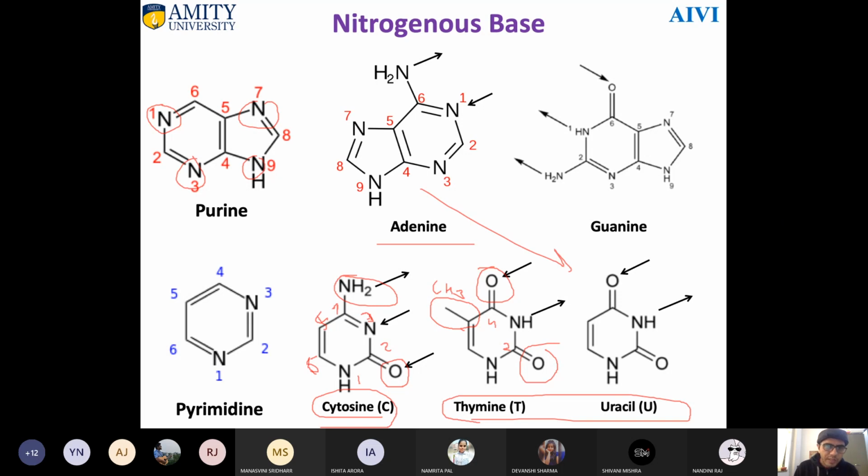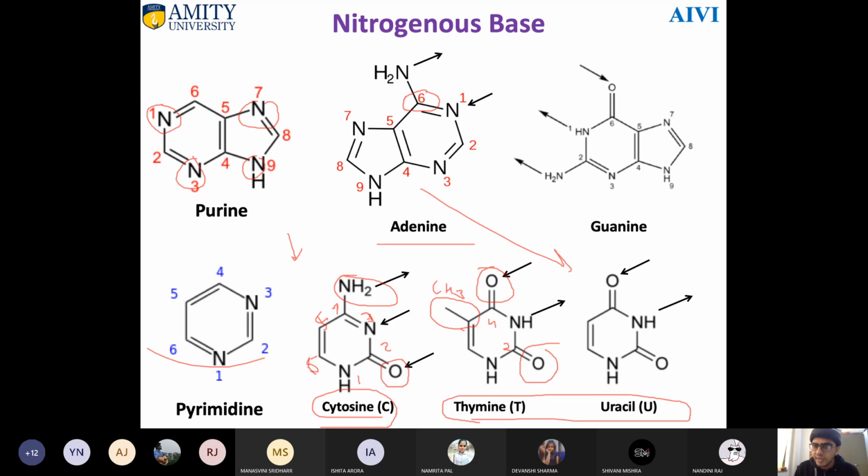At 4 you can't place because 4 is a part of the ring. 5 you cannot place either, because 5 is also part of the ring. So then the number is 6. As in the case of pyrimidine, the 6-membered ring is going to be substituted, not the 5-membered ring. So here also at location number 6, again it is an even number. At the even location you have to place an amine group.